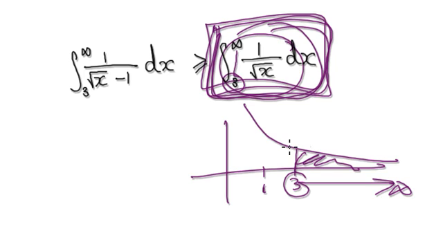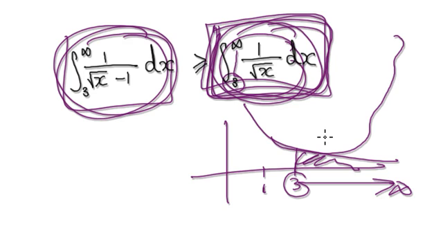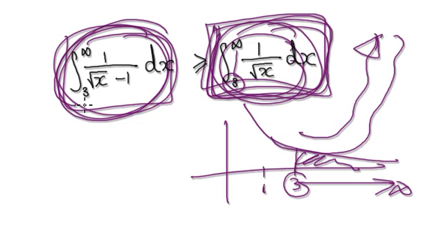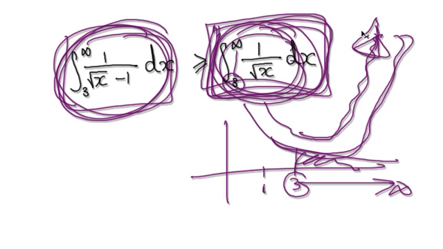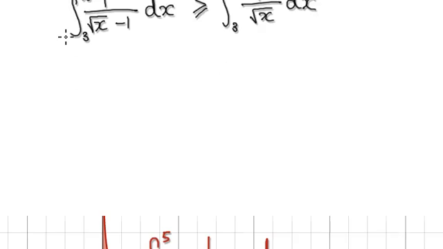Well, this thing here is smaller than this thing here. If the smaller thing diverges, then this thing here has no choice but to also diverge, because this thing here is always bigger or equal to this thing here. If the smaller thing diverged, then the bigger thing will have no choice but to also diverge. So overall, this thing here will diverge. I hope you understand that.